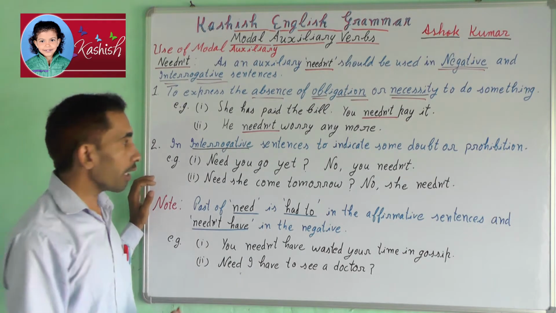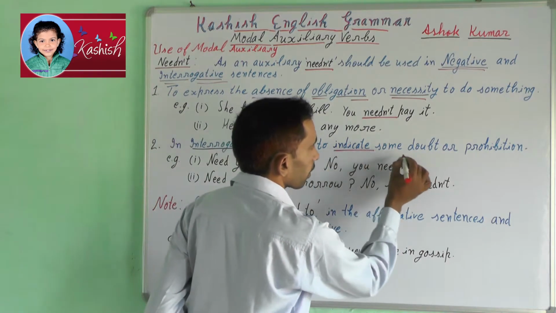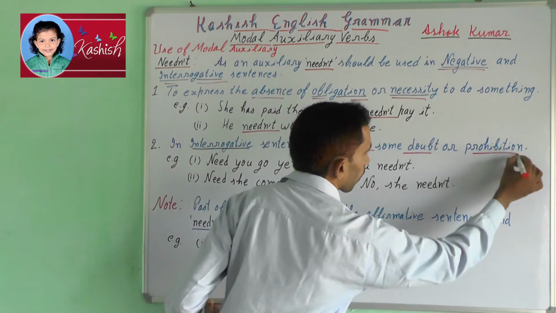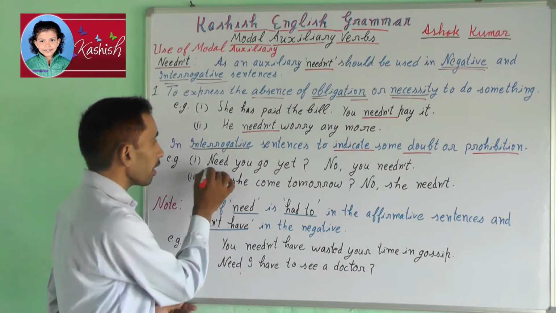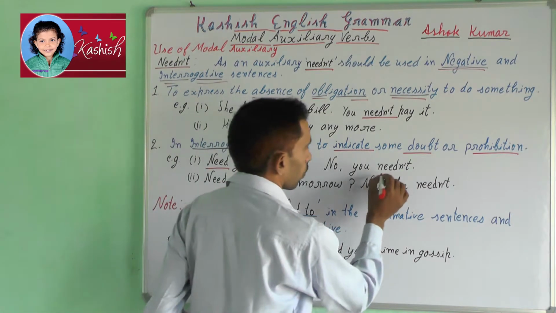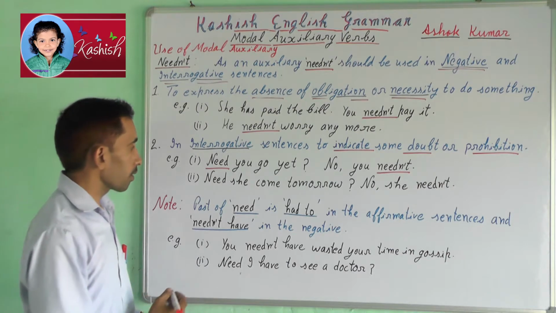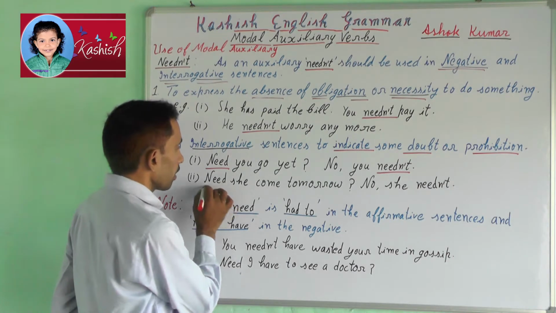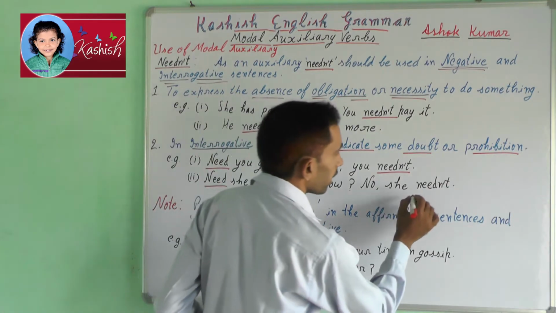Second, in interrogative sentences, to indicate some doubt or prohibition. For example, need you go yet? No, you needn't. Next, need she come tomorrow? No, she needn't.